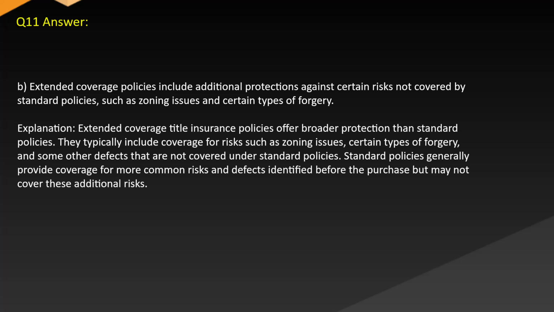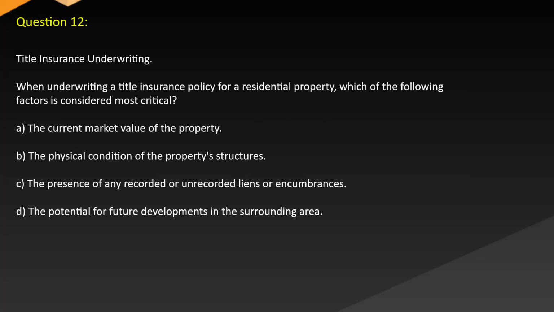Answer. B. Extended coverage policies include additional protections against certain risks not covered by standard policies, such as zoning issues and certain types of forgery. Explanation. Extended coverage title insurance policies offer broader protection than standard policies. They typically include coverage for risks such as zoning issues, certain types of forgery, and some other defects that are not covered under standard policies. Standard policies generally provide coverage for more common risks and defects identified before the purchase but may not cover these additional risks.